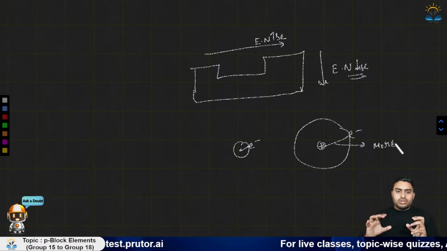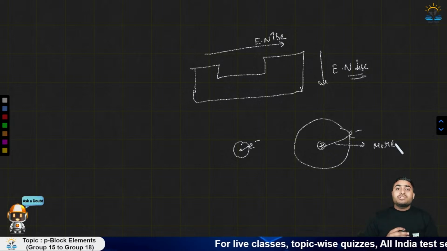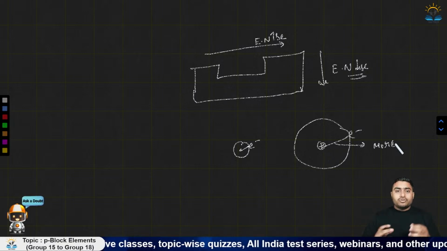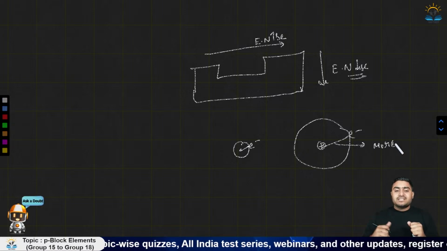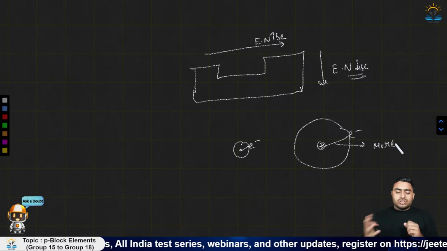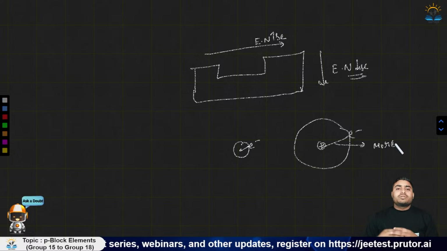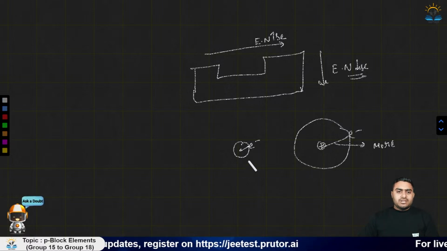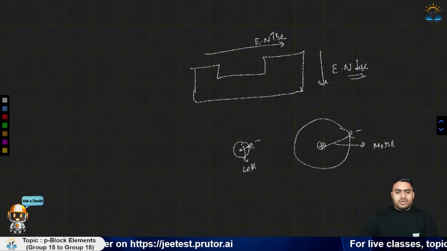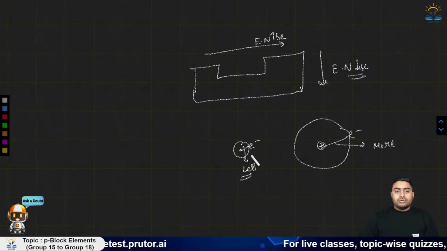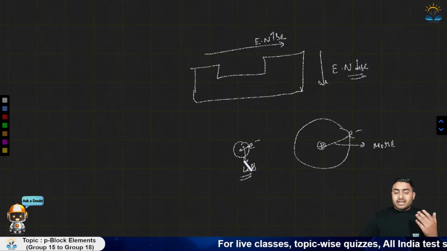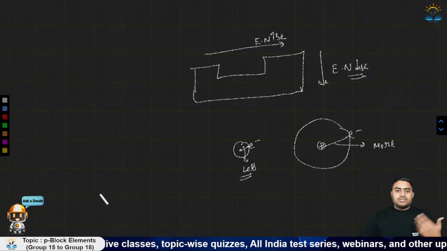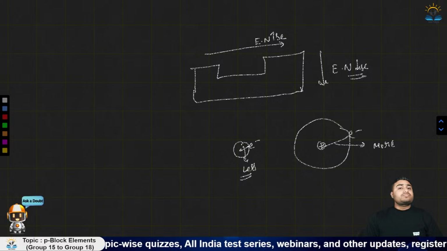The nucleus's hold on this electron is less. If the nucleus's hold on this electron is less, that means the electrostatic force of attraction is less in this case, right, between the nucleus and outermost shell electrons. So what happens? It requires less energy to remove this electron, and this one, where the distance is less, requires more energy to remove the electron. So ionization enthalpy decreases with size, right? As we are moving top to bottom, size increases, so definitely ionization enthalpy decreases.